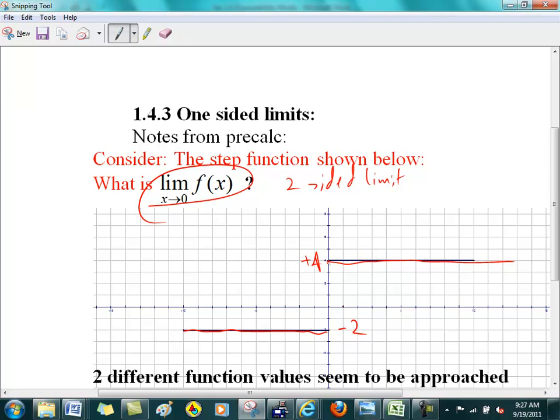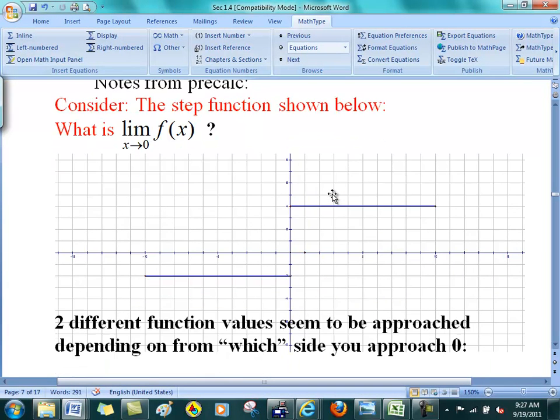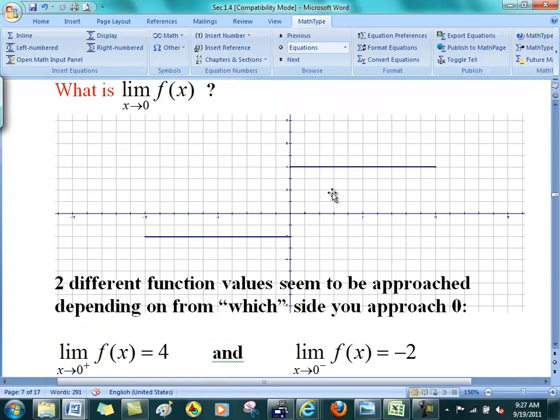But you guys got this down? Can I get the next slide up? Why do they call it two sides? Because you're coming from both sides. All right, you're coming from the right and you're coming from the left. Okay. Here is a one-sided limit. Here's the notation for a one-sided limit, right there at the bottom.